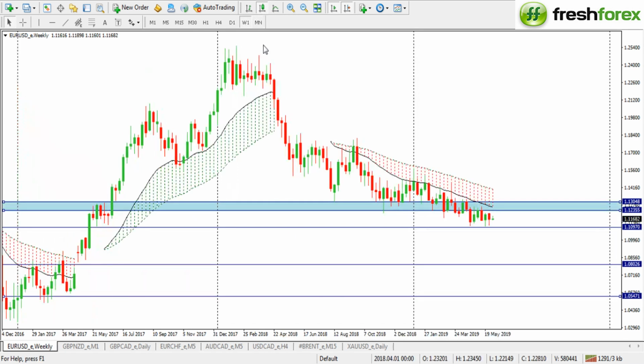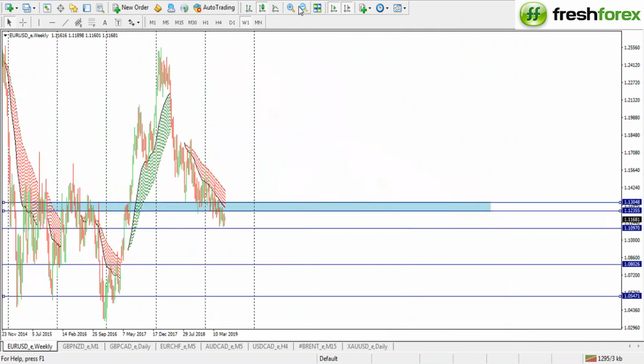On the weekly, we have the same place, just the same level still holding. We have this as a very good zone. The price needs to come up to this level, the next one, and then the last one.